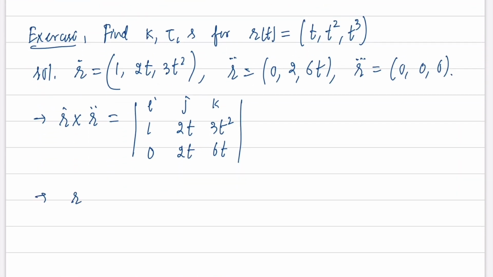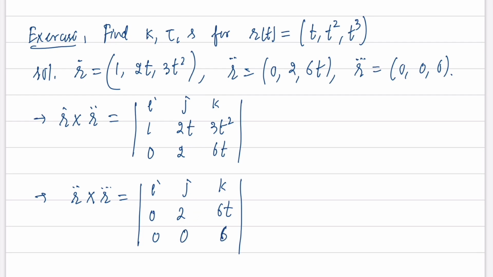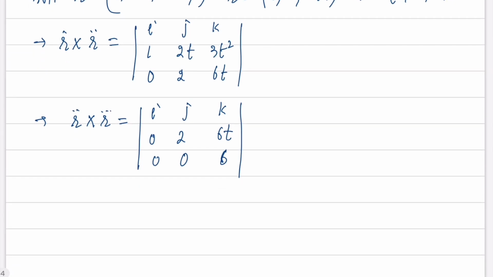So we need to find the r double dot cross r triple dot. This is equal to the determinant of i, j, k, then r double dot which means 0, 2, 6t, and its derivative, which is 0, 0, 6. Now using all these calculations, we have finally this.